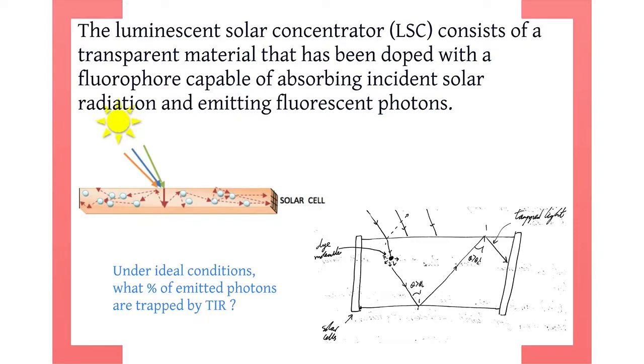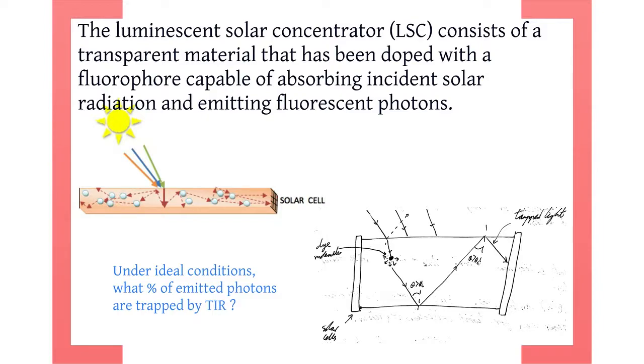But what's trapped has to be within this cone. This angle has to be larger than the critical angle, then it will be trapped. If it's less than the critical angle, it will escape. So that already gives us the answer to this question. Under ideal conditions, what percentage of the emitted photons are trapped by total internal reflection?